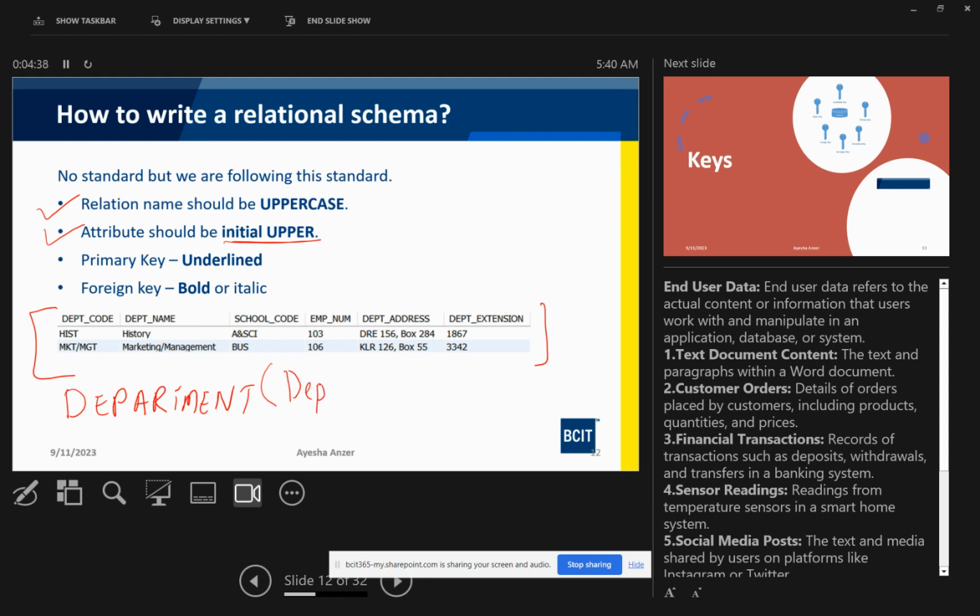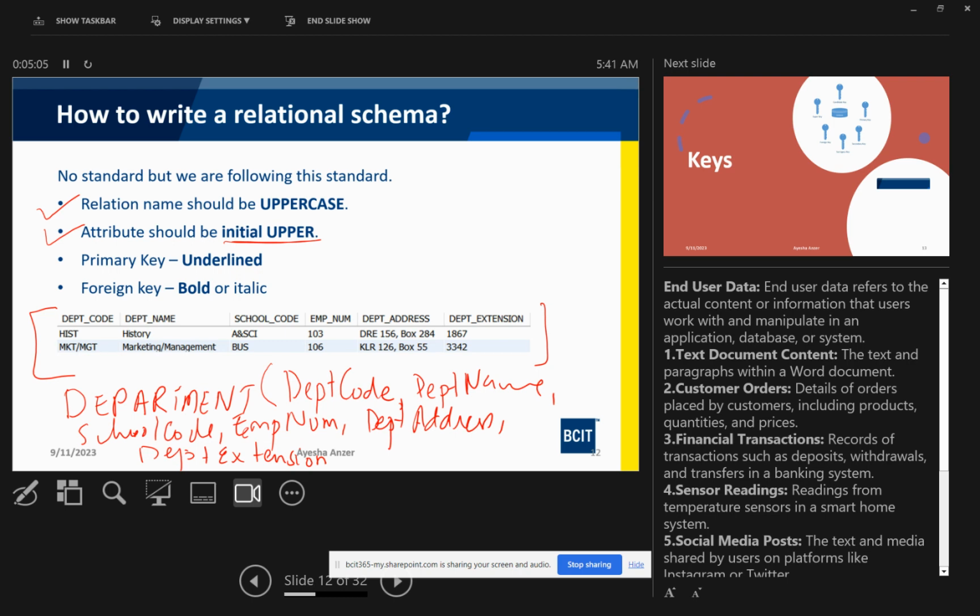So it will be department code, then department name, school code, employee number, department address, or department extension. And then we will close our parenthesis. Once we are done, we need to identify two keys here, primary key and foreign key. Whenever we have a primary key, we have to make sure it is underlined. So our primary key here is department code, so it should be underlined.